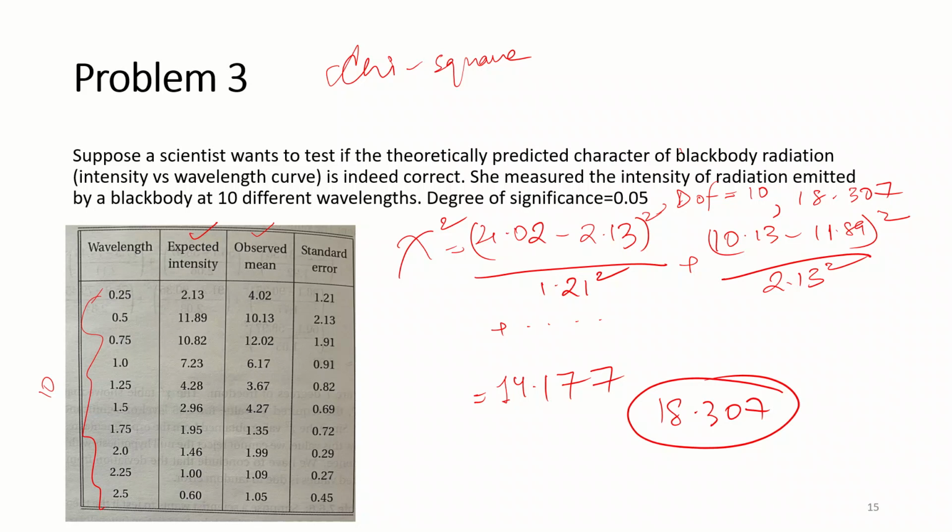Should we go ahead? Sir, 1.21 square or 1.21 only? 1.21 square.